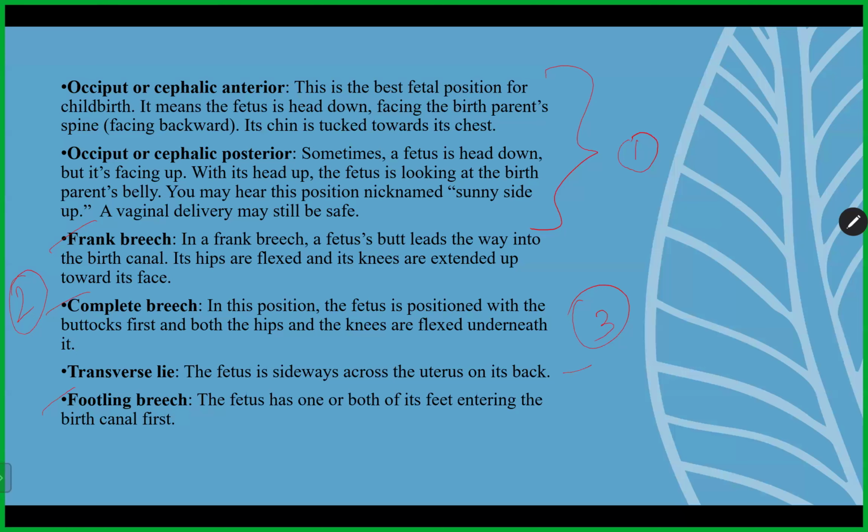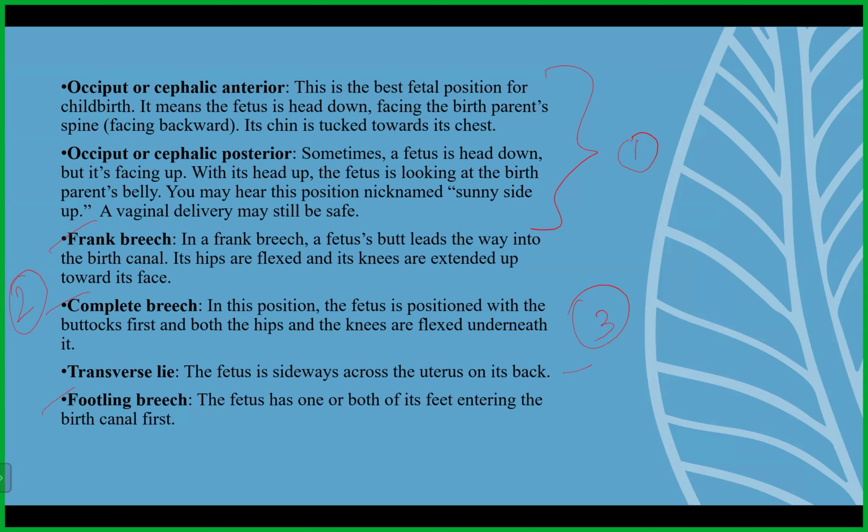So occiput or cephalic anterior is the best fetal position. In that, the fetus will be in head down position, and the face of the baby would be facing the spine of the mother. So that is what cephalic anterior or occiput anterior means. The occiput of the baby will be in front, inside the tummy. Okay, that is occiput anterior.